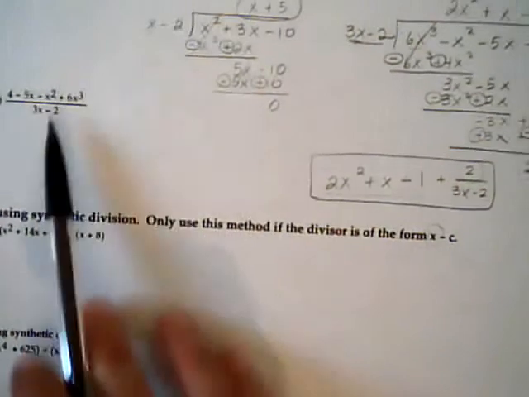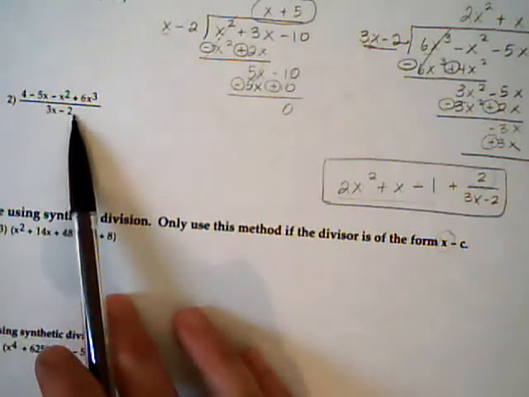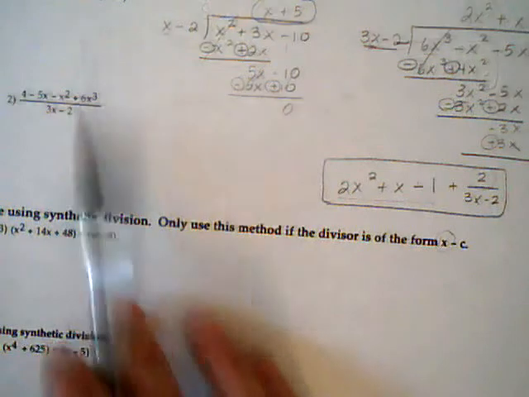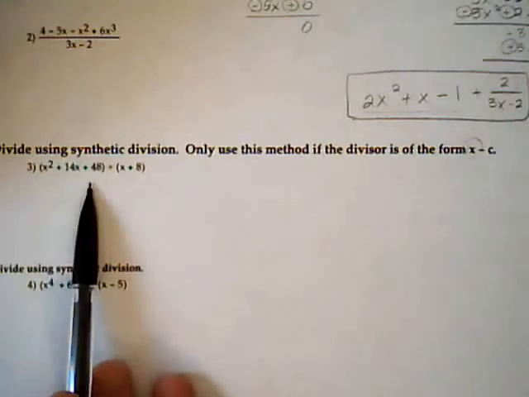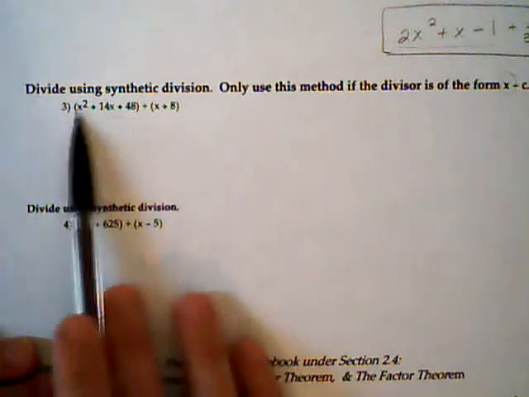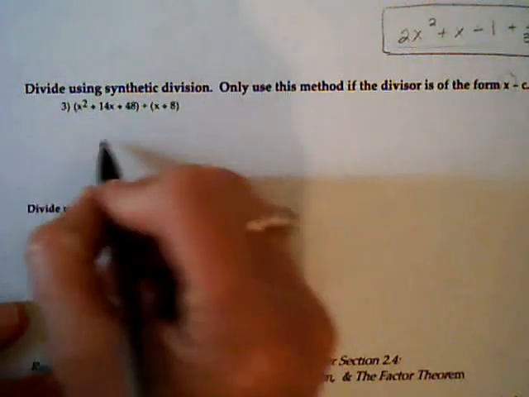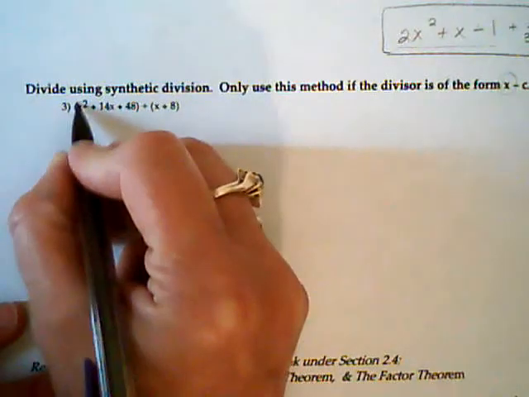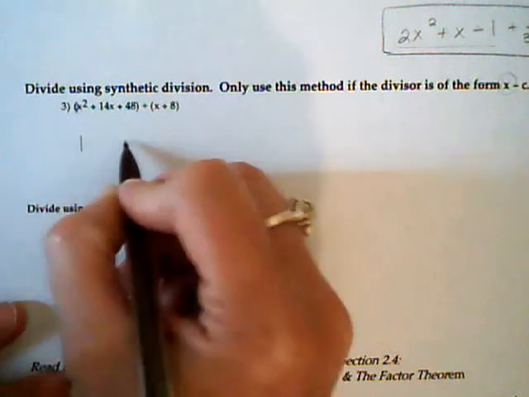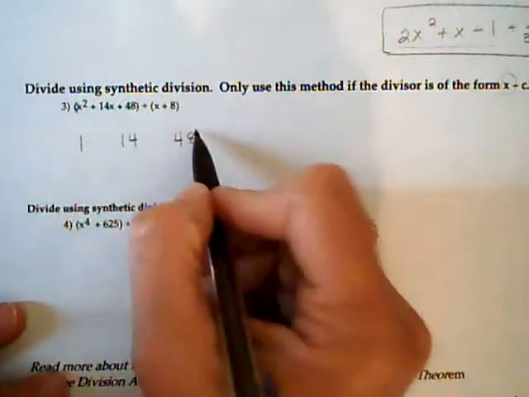Okay, so the example 2 we had up here would be one that would be a little bit more difficult to do by using synthetic division, so we usually stay away from using it with those types. But let's look at example 3 and how you would set up synthetic division. You would still want to make sure that the polynomial that you're dividing is in the correct order, which it is. And so I'm going to write down all of the coefficients, like the coefficient of x squared is a 1, the coefficient of x is 14, and then my constant is 48.